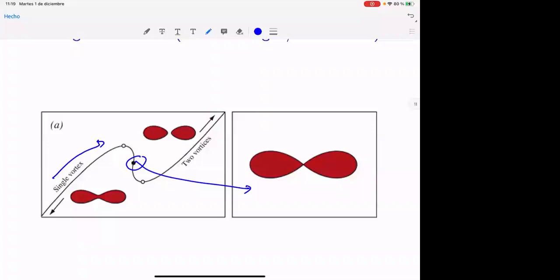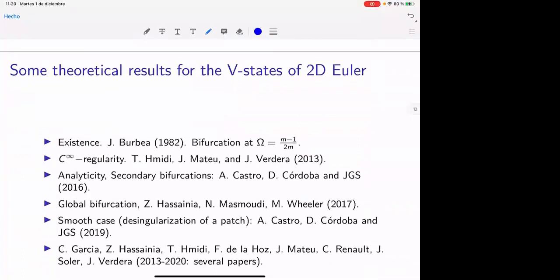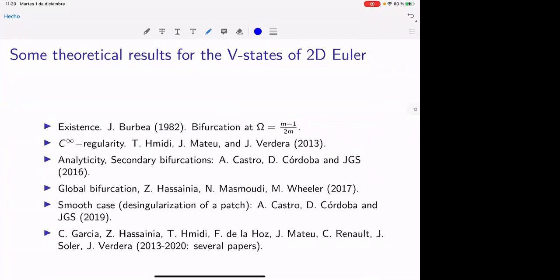Okay, but now what can one actually prove? So Burbea in '82 proved local bifurcation at these angular velocities. And again, this is a number which is smaller than 1/2, and bigger than zero. So again, we are still within that range. And Medina, Mateu, and Verdera proved that the boundary regularity of these solutions is infinity. And we improved it to analytic. And we also showed that one can construct the secondary bifurcations from Kam. And these are all local bifurcations.